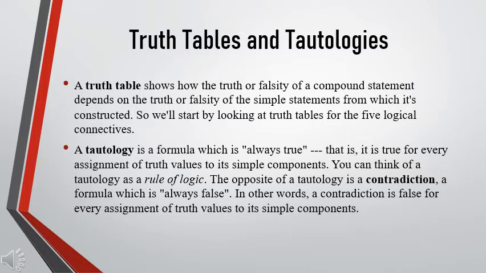A tautology is a formula which is always true. That is, it is true for every assignment of truth values to its simple components. You can think of a tautology as a rule of logic. The opposite of a tautology is a contradiction, a formula which is always false. In other words, a contradiction is false for every assignment of truth values to its simple components.